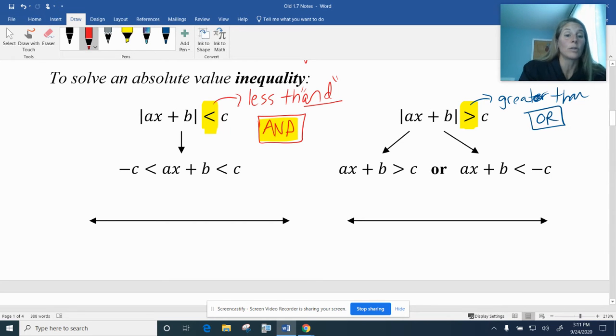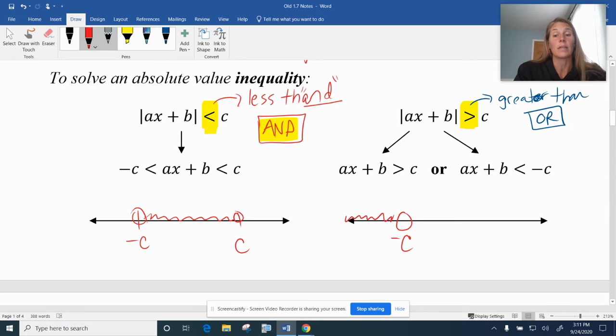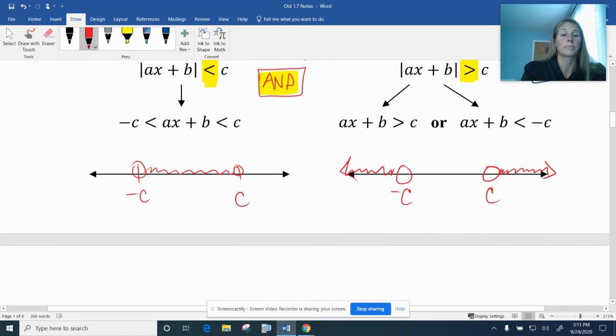And then, of course, if you were to graph this on the number line, you would have your negative C and your positive C, and your shading would occur in between those two points. Just like in the OR, you're saying, okay, this number could be greater than C, or it could be less than negative C. So if here's negative C, it could be over here, or if here's positive C, it could be over here. Okay, so the main thing for those is you have to look at your sign and decide which one is it, an AND or an OR, and then you can set it up and solve it from there.